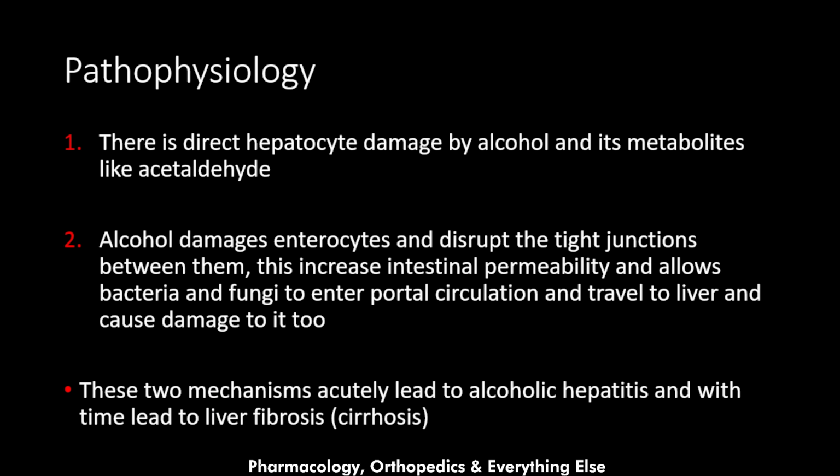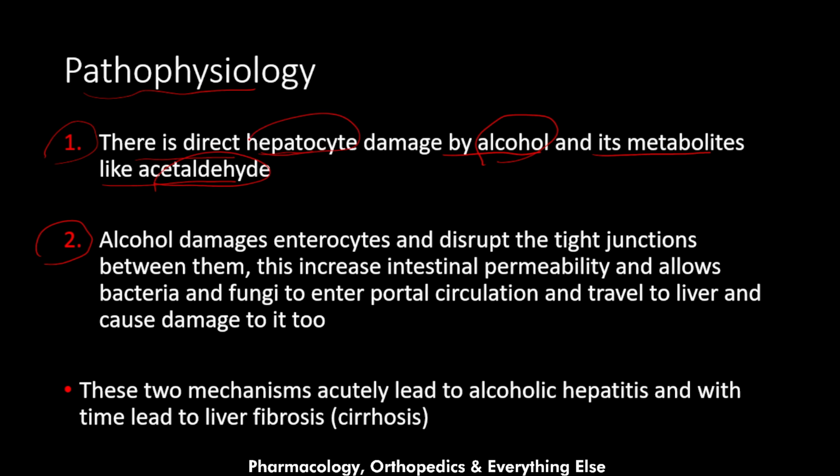Now let's talk about the pathophysiology of alcoholic hepatitis. So we have two mechanisms for alcoholic hepatitis. The first one is that there is a direct injury to the hepatocytes by alcohol and its metabolites like acetaldehyde. So the first mechanism is that alcohol and its metabolites like acetaldehyde directly damage the hepatocytes.